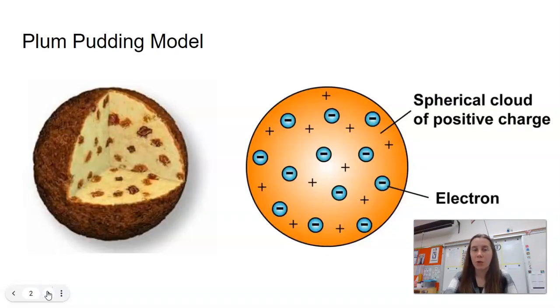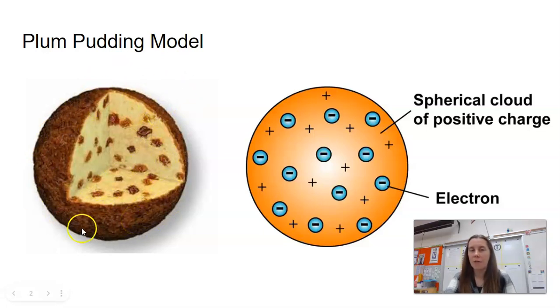All right, so Thomson originally proposed this plum pudding model for the atom. And we don't really eat plum pudding in the United States, but you can kind of think of it like a blueberry muffin or a chocolate chip cookie, something like that, that's spherical. So here we have what that might look like from his perspective.